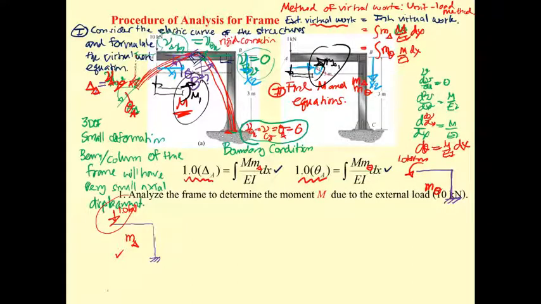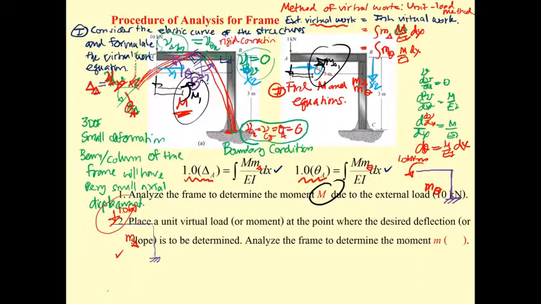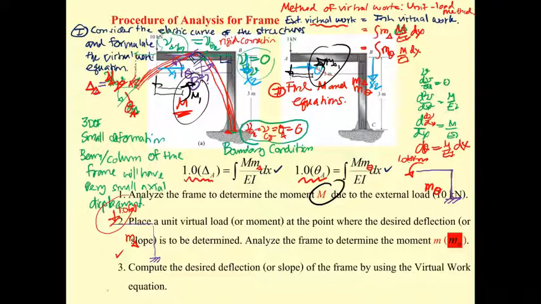So you start the analysis of this second step to find M, and then you find small m, and the later part we put as step 3. We compute the desired deflection or slope by using the virtual work equation. That's all the required steps that we are going to have. It's very simple, 3 steps. But you have to work on many problems, to use your knowledge, to gain your skill.